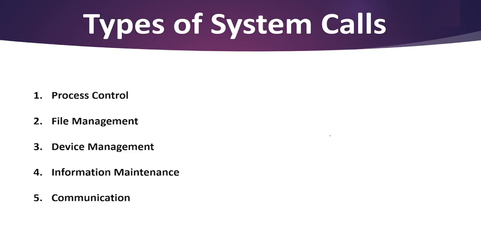The first type is process control. These system calls perform the task of process creation. They are responsible for process creation, process termination, and process working. Everything is done with the process control type.